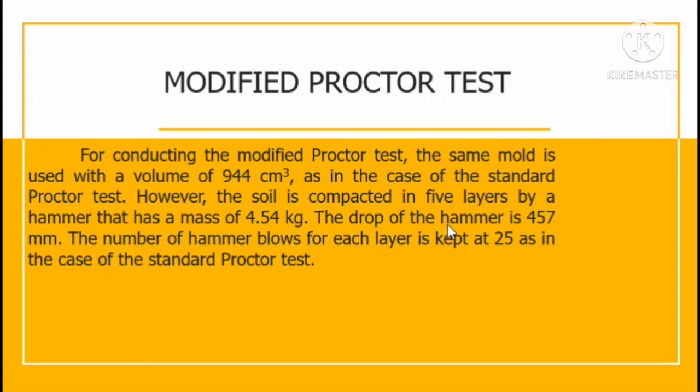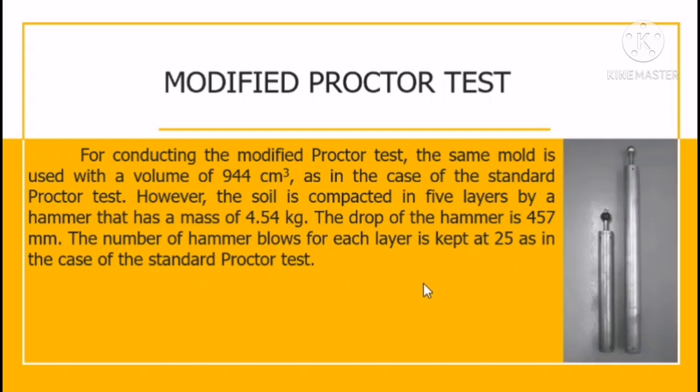So the drop of the hammer is 457 mm and the number of hammer blows for each layer is kept at 25 as in the case of the standard Proctor test. Pero yung number ng blows ng ating hammer is still 25. So 25 blows pa rin siya. So if we compare the two hammers, this is the one used in standard Proctor test and this is the one used in modified Proctor test.